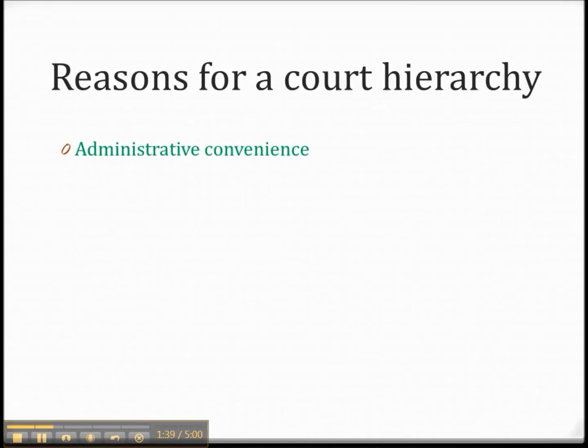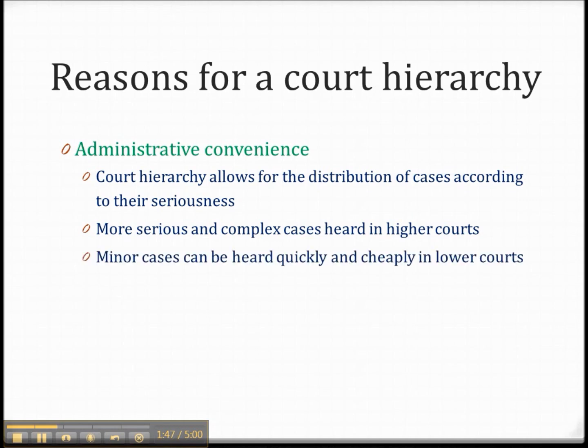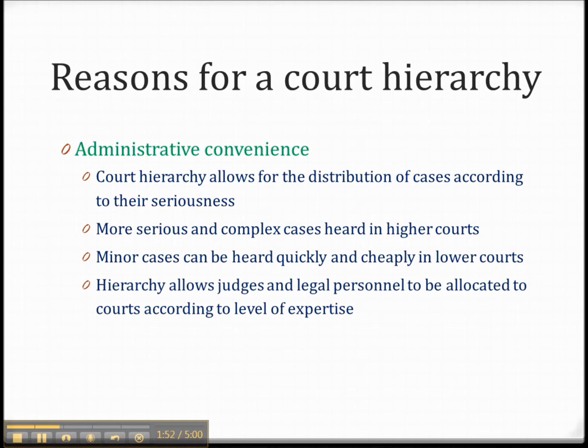Lastly, we have administrative convenience. Again, the court hierarchy allows for the distribution of cases according to their seriousness. More serious and complex cases are heard in higher courts, and minor cases can be heard quickly and cheaply in the lower courts. That allows judges and legal personnel to be allocated to courts according to their level of expertise. So the better judges and lawyers are able to work in the higher courts like the Supreme Court and the higher court, and the less experienced judges and legal personnel work in the Magistrates Court and the County Court.